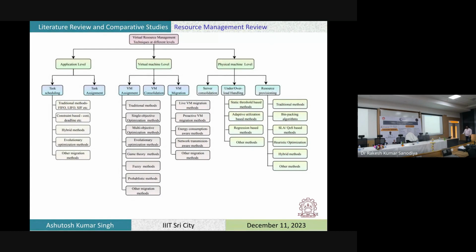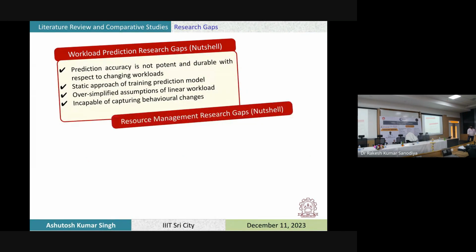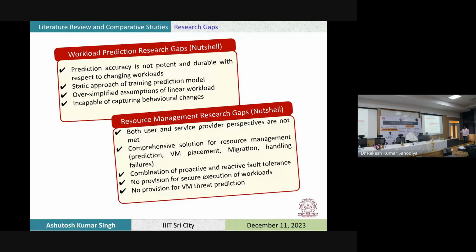So after this, we found our research gap. After all the literature survey, the research gap in a nutshell is a very, very common problem: prediction accuracy is not potent and durable with respect to changing workload, because the workload here is in the millions. You can take the best example, Twitter. You know, in 1 second how many tweets? Sometimes it goes to millions in 1 second.